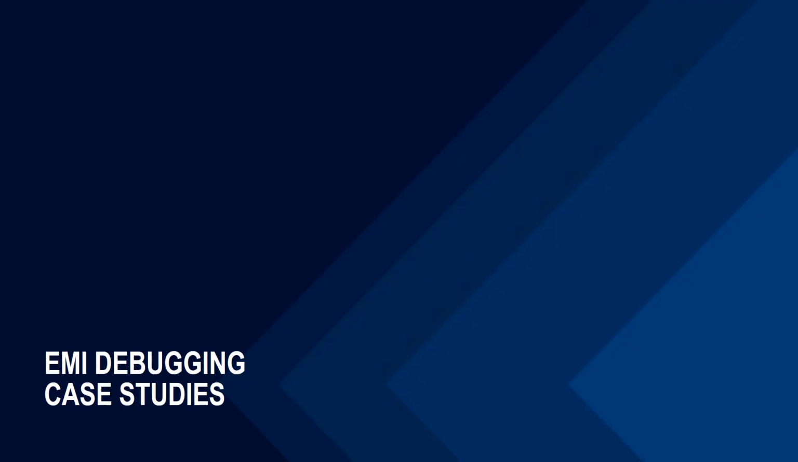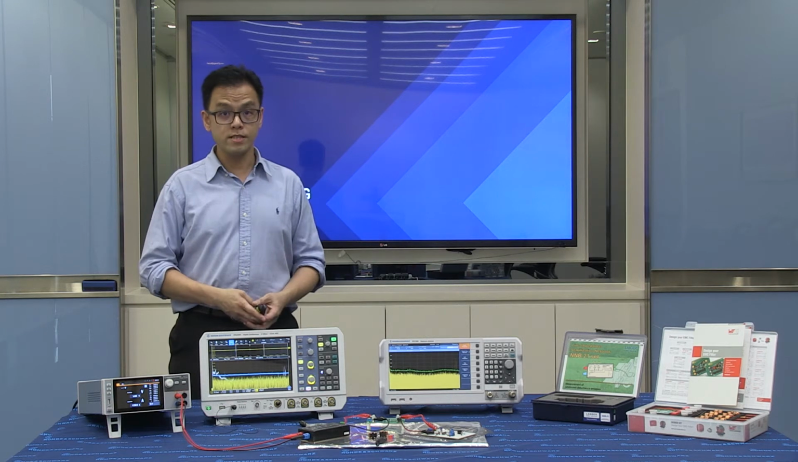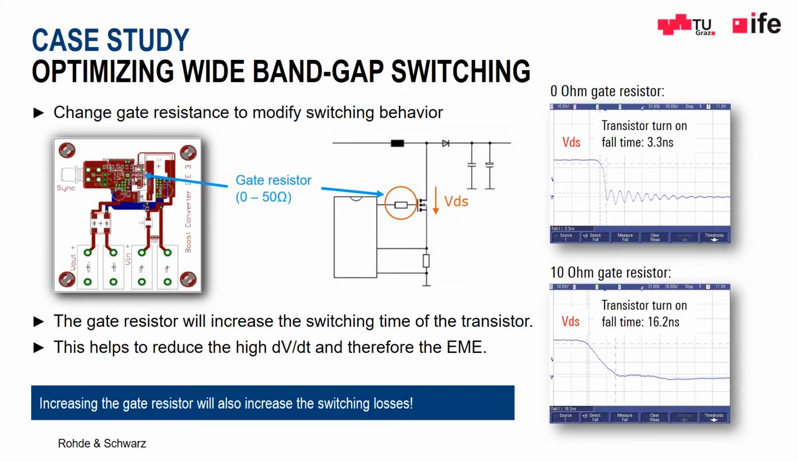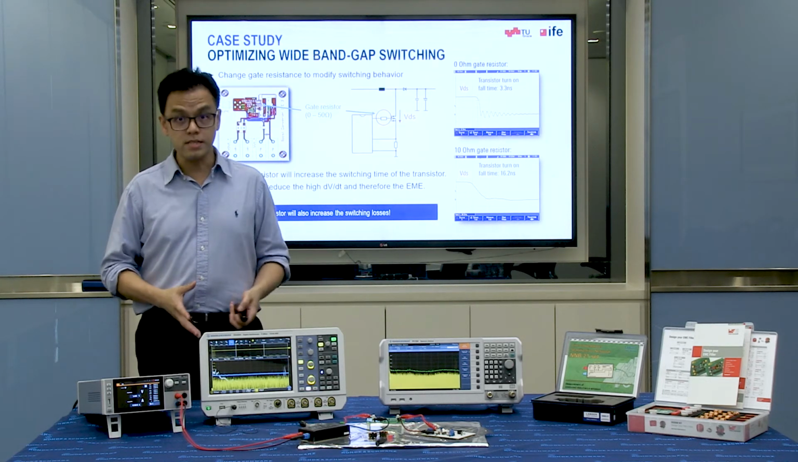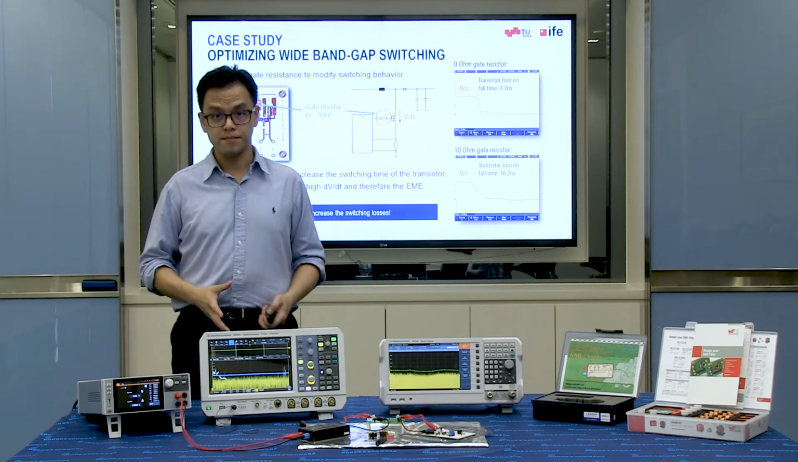Let's go through a few case studies on power supply noise and how to do the measurement. First is an example from Graz University of Technology in Austria, where they are interested in optimizing a wide bandgap switching. In their circuit, they included a variable resistor to control the switching slew rate.